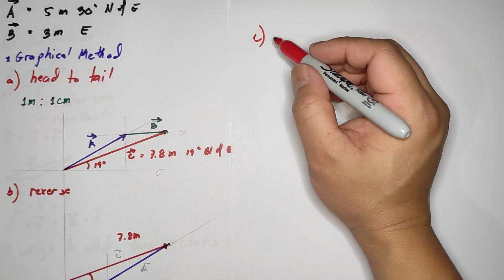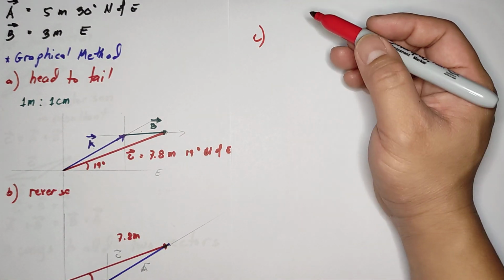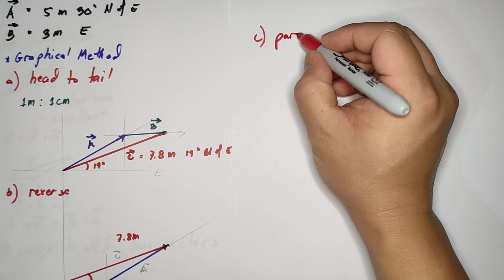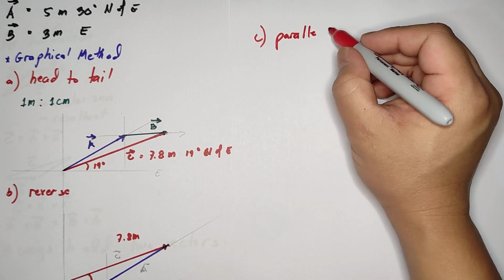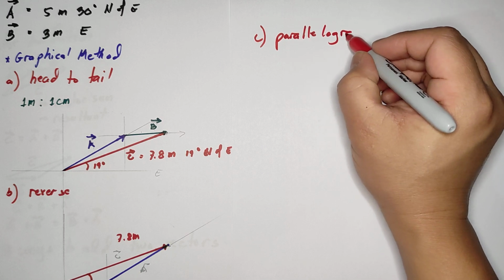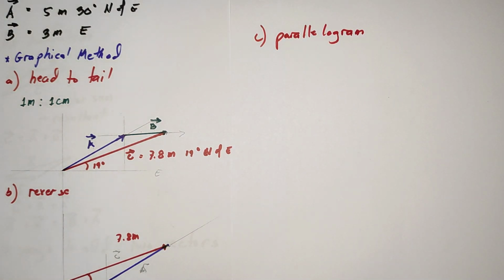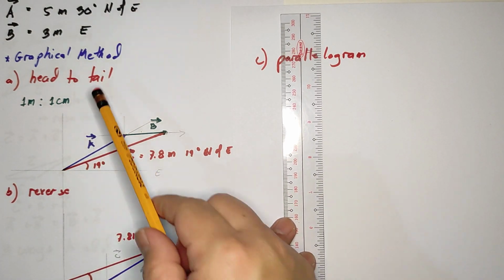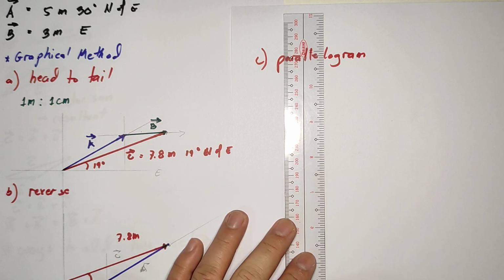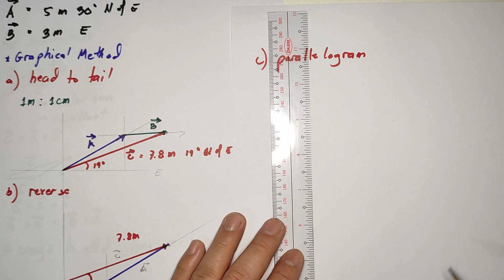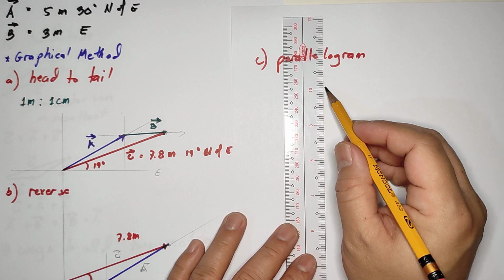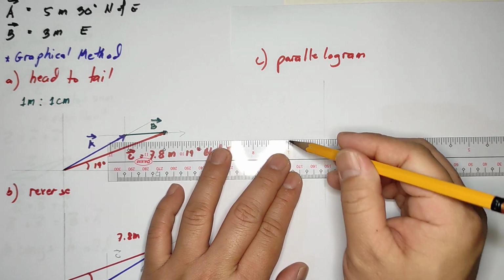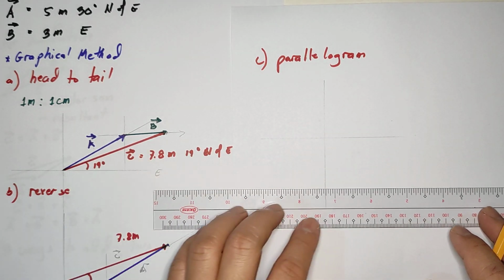For C, we will be using the parallelogram method. What does that mean? So, again, instead of head to tail, we will not be using that one, but this one. So, Cartesian. Then you can begin with A.